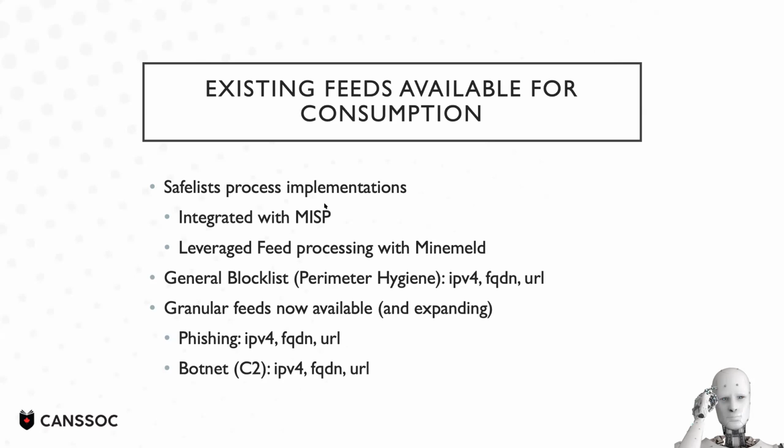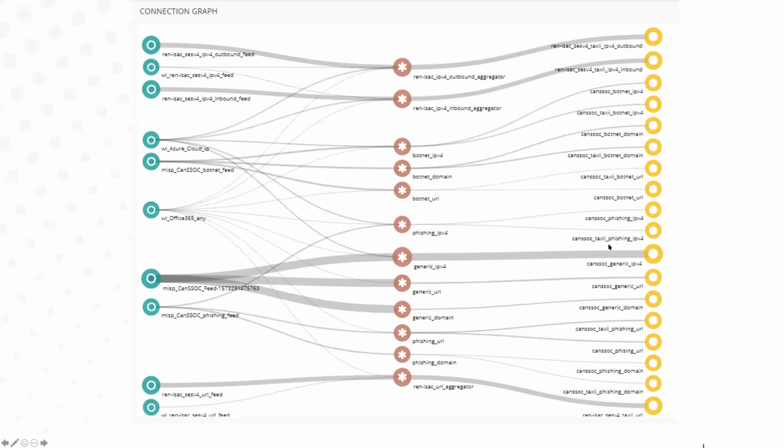As such, those are already included in our general blacklist, which is really designed as a perimeter hygiene service, which you can leverage for blocking IPv4, FQDNs, URLs at your perimeter devices. But we've also started to now curate more granular feeds, which are available, and of course expanding, where we have a phishing block list, IPv4, FQDN, URL, as well as a botnet feed. And this is just an example from the MindMeld output that as we grow, it gets more and more complex.